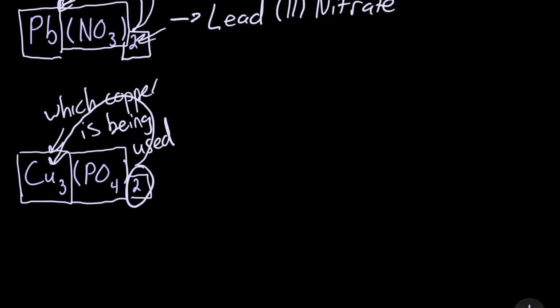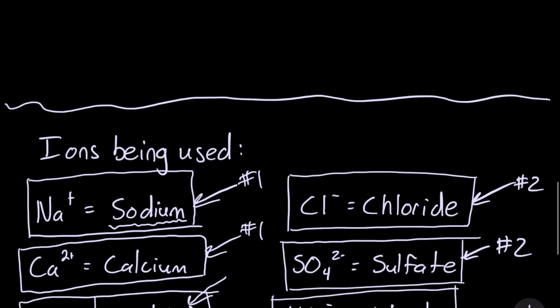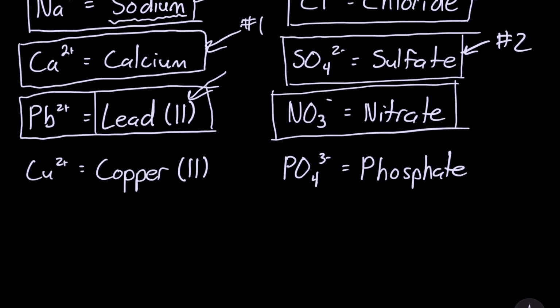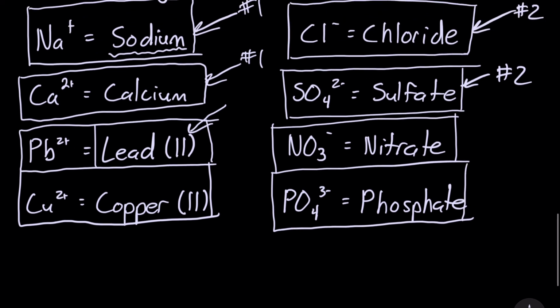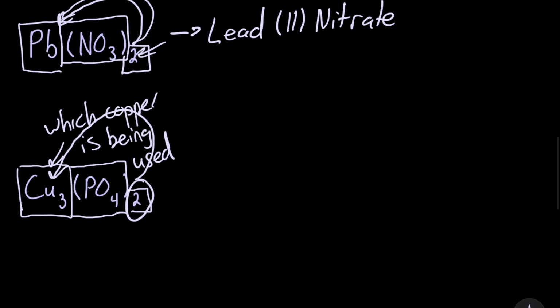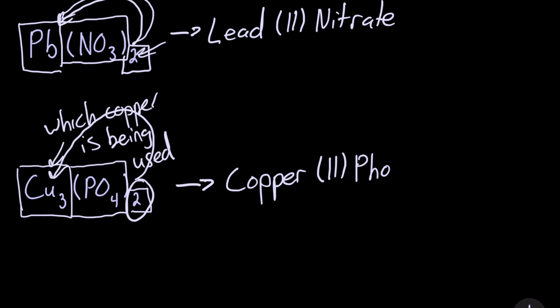Because it is a 2, that's going to mean that the copper being used in this compound is copper 2, or Cu2+. The name of Cu2+ is just copper 2. So that's going to be the name of our cation. And finally, we have PO4 3-, and the name of that is phosphate. So let's finish up this video and name this compound. We are going to have copper 2 phosphate. So copper 2 phosphate.